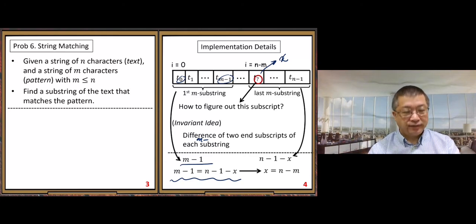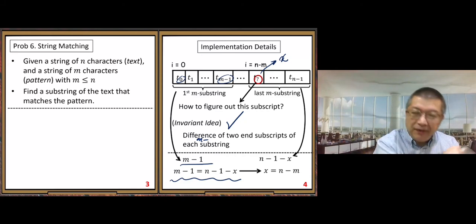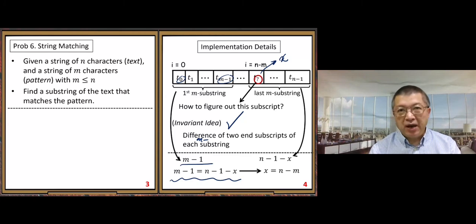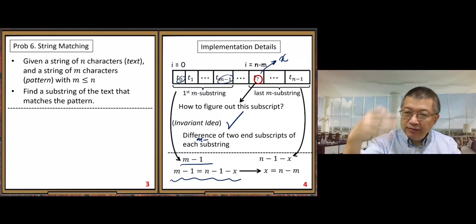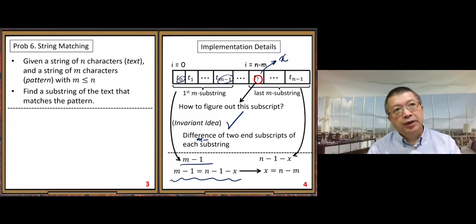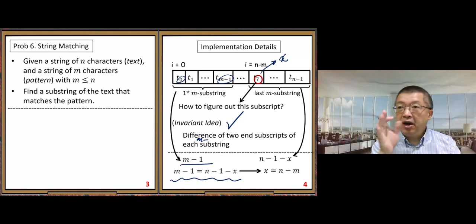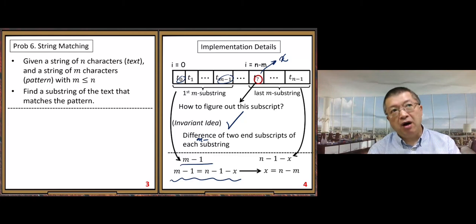So you can see this method is very useful. Usually it's not very easy to find that invariant. But if you have a lot of training like this, you may get used to it, and you can apply this method to solve real world problems.